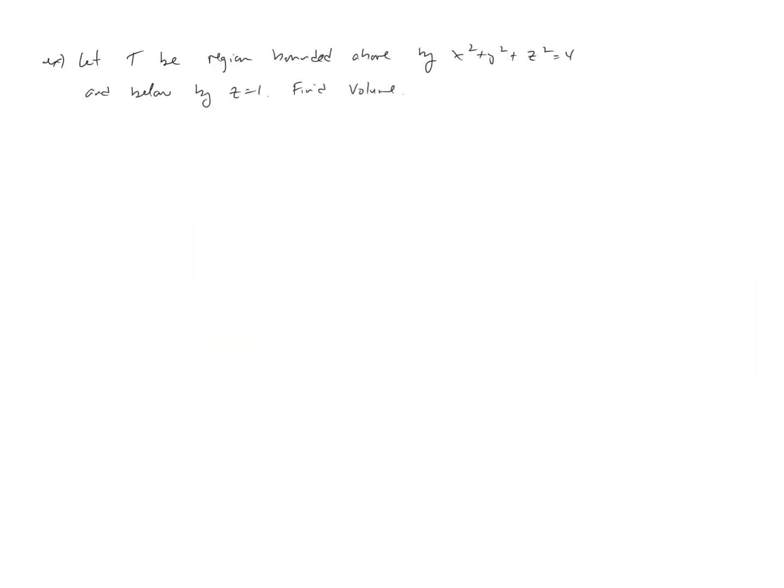All right, so this problem is going to be very similar to the last one in the sense that we're going to set it up in 3 different ways: rectangular coordinate system, cylindrical, and spherical. So T is going to be the region bounded above by the sphere and below by the plane z equals 1. So our picture is going to look something like this, where we have our sphere right here, but then we have our plane z equals 1. So the actual volume that we're computing is going to be this right here.